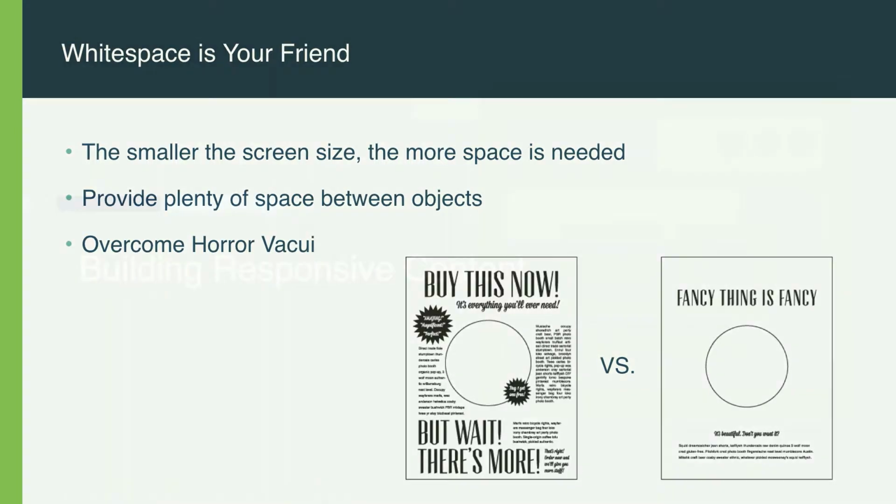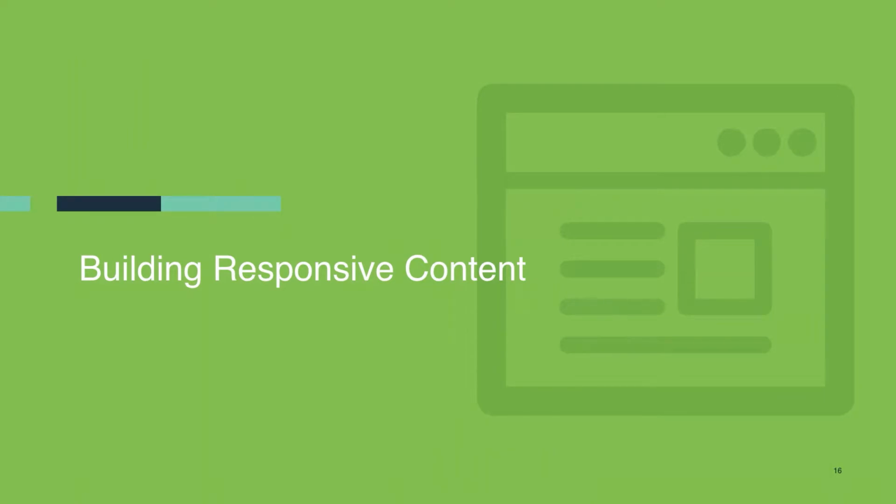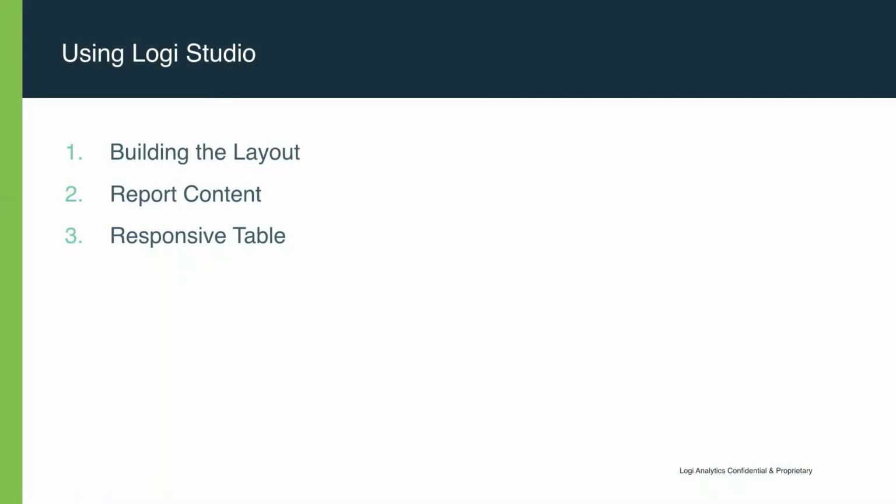Okay, now we've arrived at the super fun part of this presentation. We are going to build some responsive content. All right, so I've got three objectives that I'm going to build today. I actually want to build a layout, and then I'm going to manipulate and rearrange some of my content, make it responsive. And then we are going to build a responsive table. Yes, you heard it right. It is a responsive table. So we've got some cool stuff there.